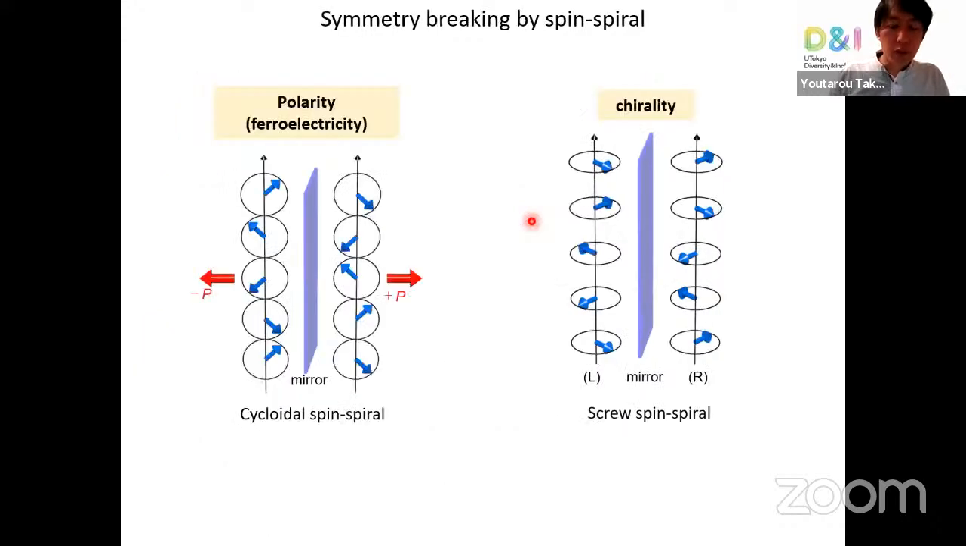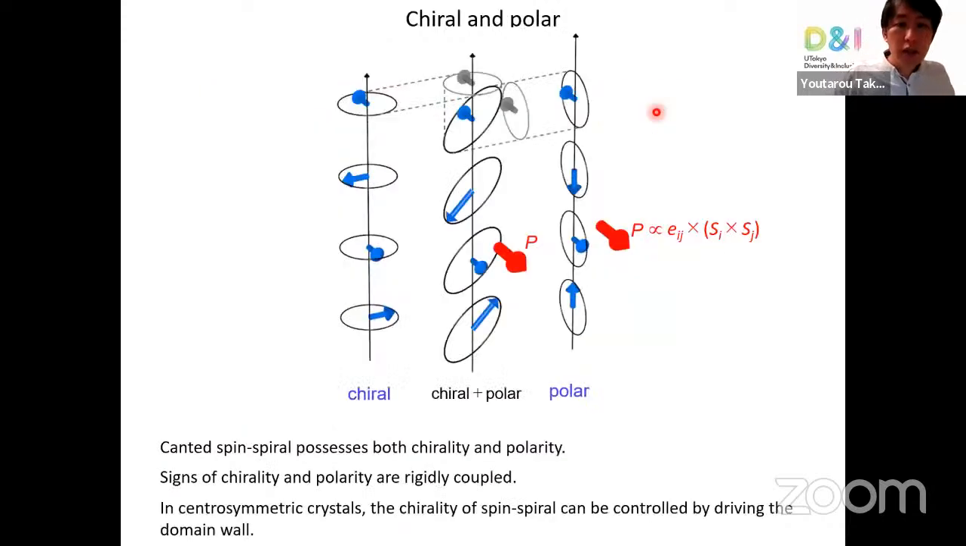Okay. So this is a summary of the asymmetry of the spin spiral. The cycloidal spin spiral has a polarity and a screw spin spiral has a chirality. So let's consider the superposition of this chiral screw spin and polar cycloidal spin spiral.